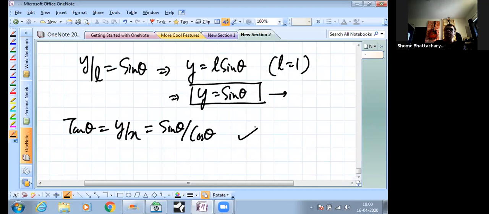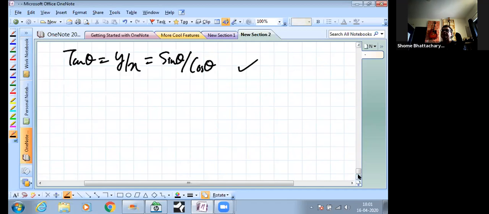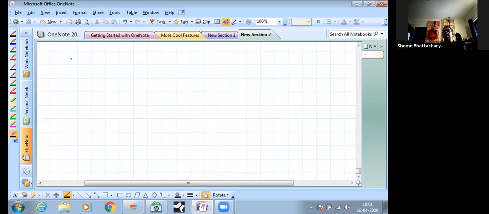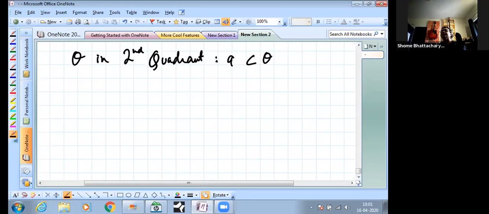Now let us see how this definition works for theta in the second quadrant. We'll immediately understand the ASTC rule, why the second quadrant is called S, that is only sine is positive and tan and cos are negative. So let us look at theta in the second quadrant, which means that we are looking at a case where theta is greater than 90 and less than 180. So diagram wise, see how it will look.